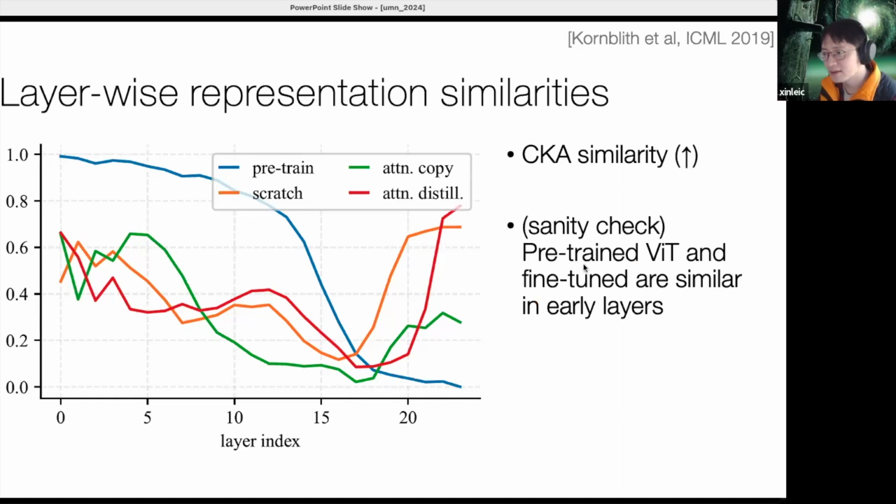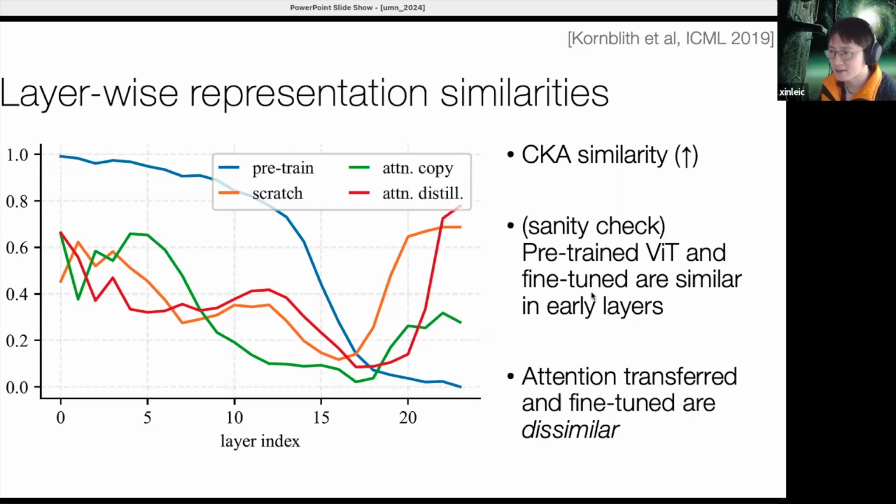And we find that the pre-trained ViT and fine-tuned ViT are similar in early layers. This is a sanity check for us, because after pre-training, fine-tuning was only changing the later layers. So in the later layers the similarity is low, but in the earlier layers the similarity is very high. So this passes the sanity check. And what we find is that attention transferred and fine-tuned models are quite dissimilar. Even from the beginning, the CKA similarity is low.